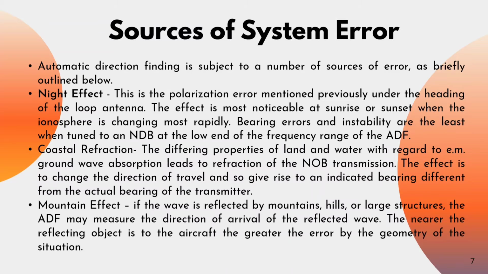Sources of system error. Automatic direction finding is subject to a number of sources of error as briefly outlined below. Night effect. This is the polarization error mentioned previously under the heading of the loop antenna. The effect is most noticeable at sunrise or sunset when the ionosphere is changing most rapidly. Bearing errors and instability are at the least when it is tuned to an NDB at the low end of the frequency range of the ADF.